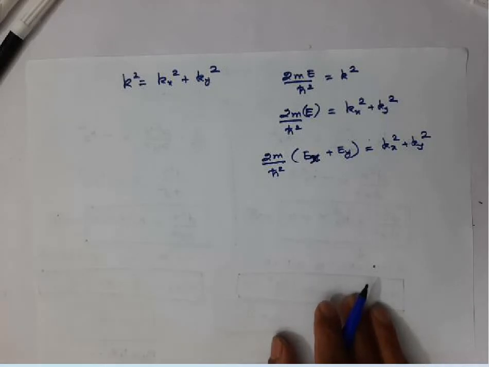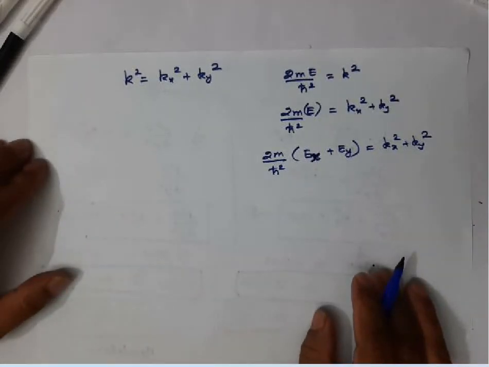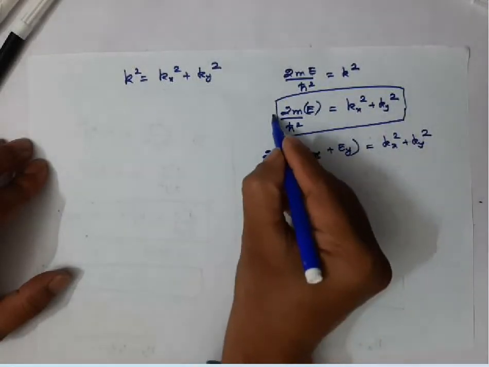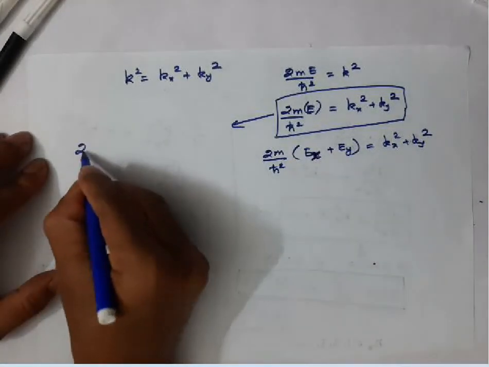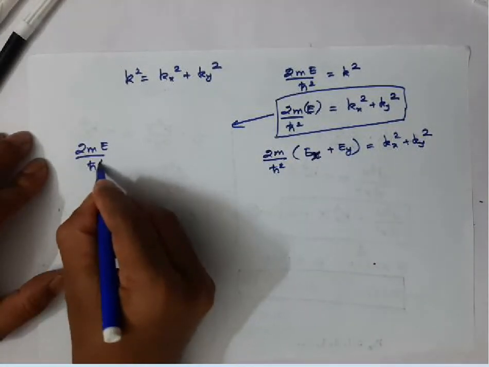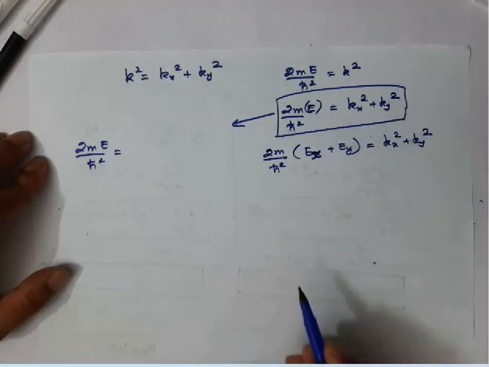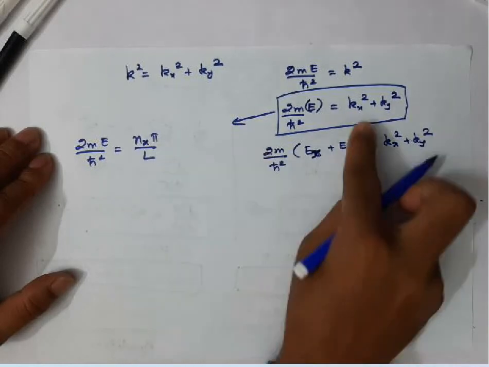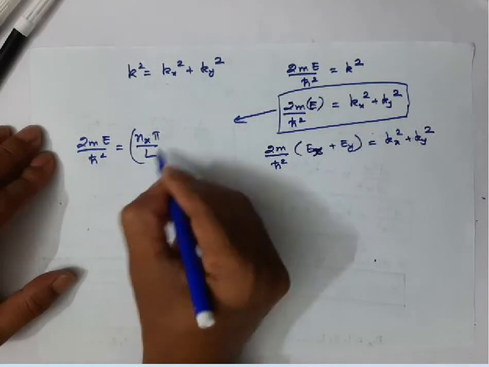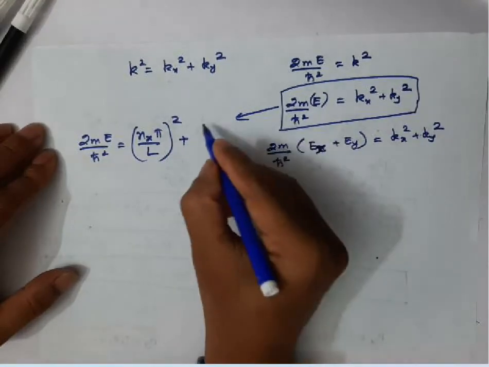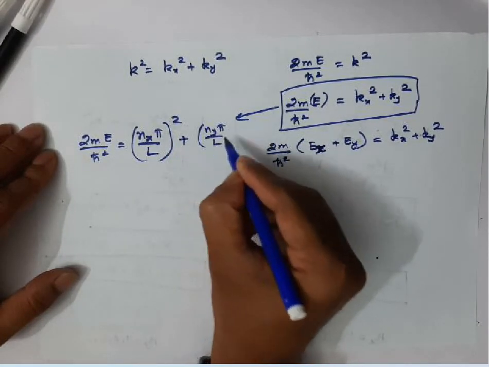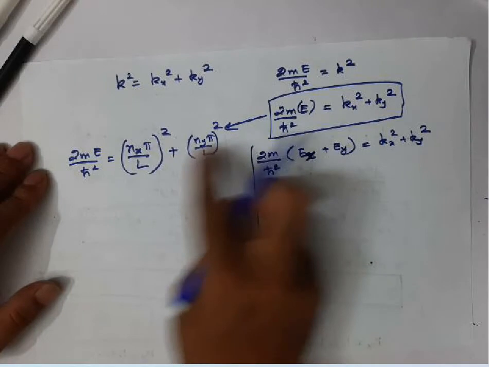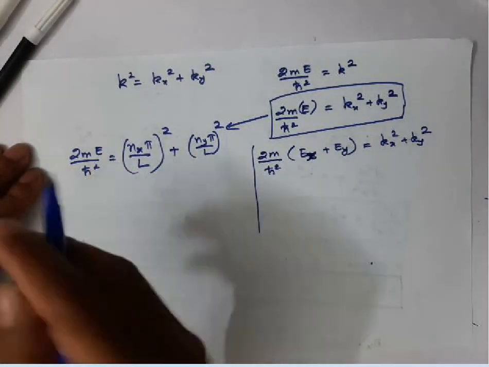Or we can also write directly from this equation. Instead of splitting like this, we can write directly. 2mE by h bar square equals kx square plus ky square. What is kx square? kx is nx pi by l, so kx square is the square of this, plus ky square is the square of ny pi by l. So this is an alternative route. You can substitute like this so that you will get the energy directly.